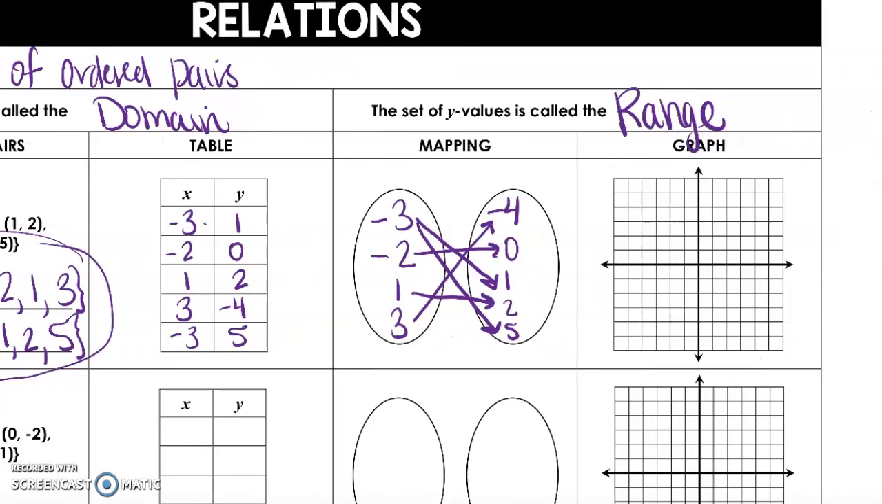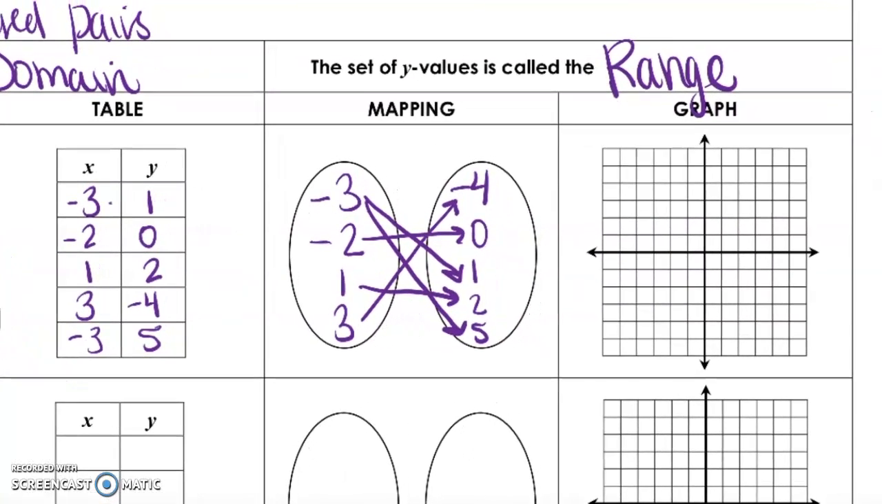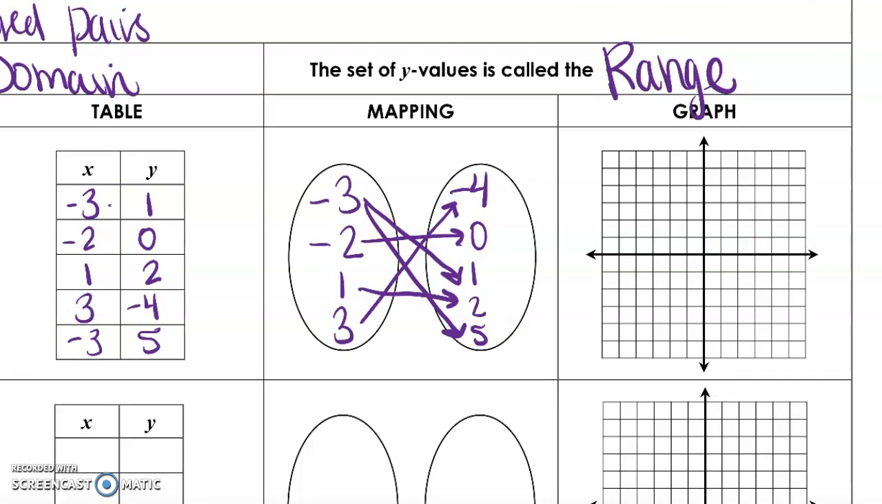And then our last thing again is to graph. So I'm going to look at my table. -3, 1 means left 3 and up 1. -2, 0 would be just left 2. Right 1 up 2 for the next one. Right 3 down 4. And then left 3 and up 5. And there are our ordered pairs.